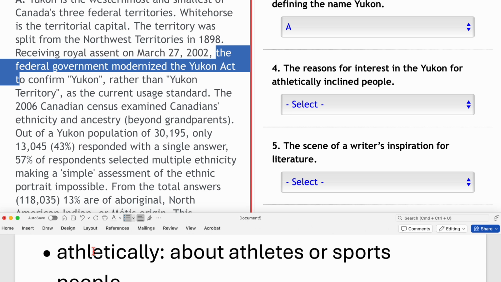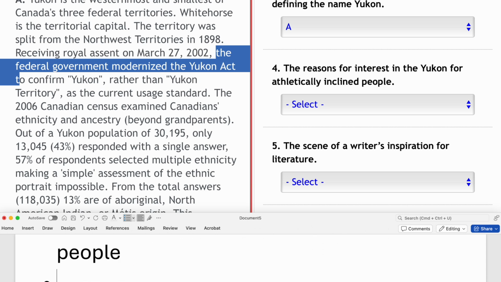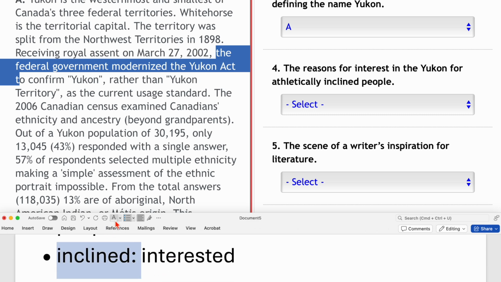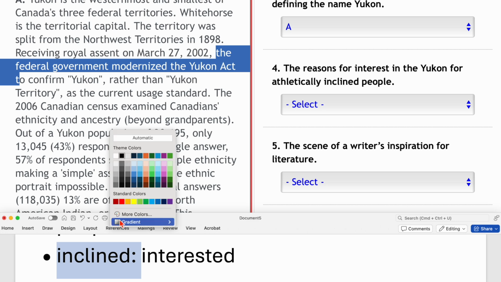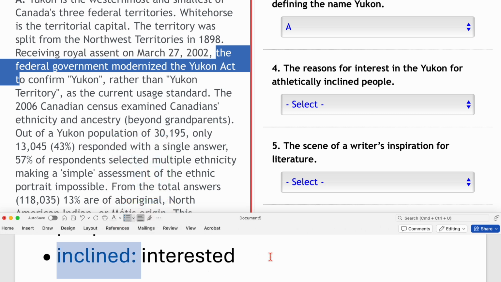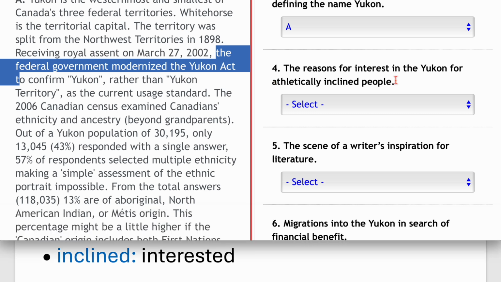Inclined, interested in. So if you're inclined, it means you're interested in doing that. So people who are interested in athletics. Is that in paragraph A? No, right? It wasn't talking about athletically inclined people.